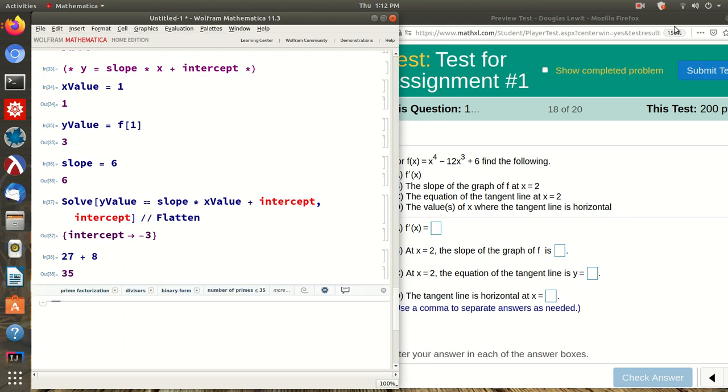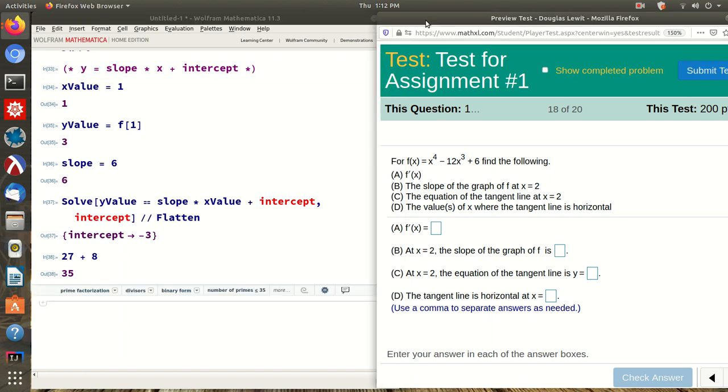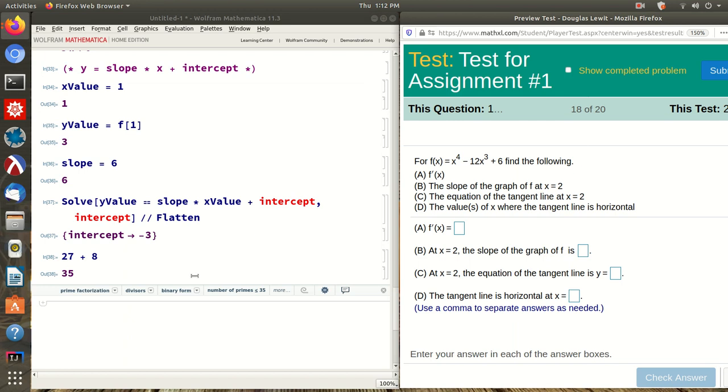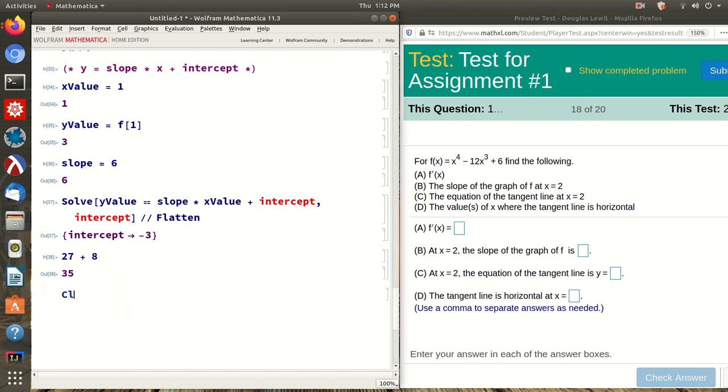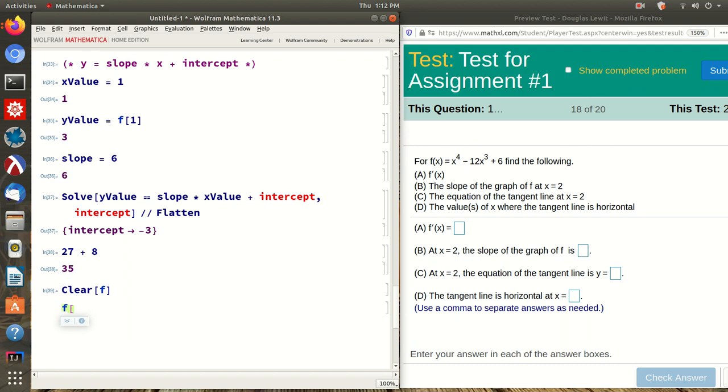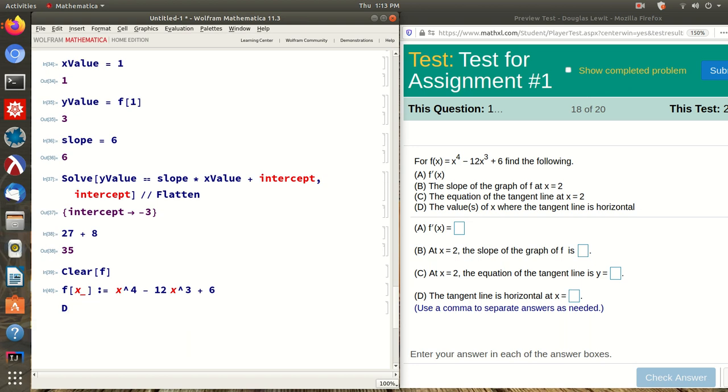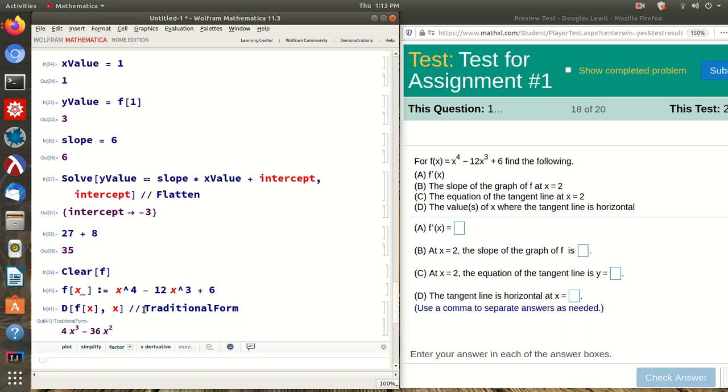Okay, so I'm going to cheat a little bit and make this question go a little bit faster. So what I'm going to do is clear f. I have a new f function, x to the 4th power minus 12x to the power 3 plus 6. I'm going to use Mathematica's derivative command. What is the derivative of f of x with respect to x? Traditional form. So this is actually the derivative.